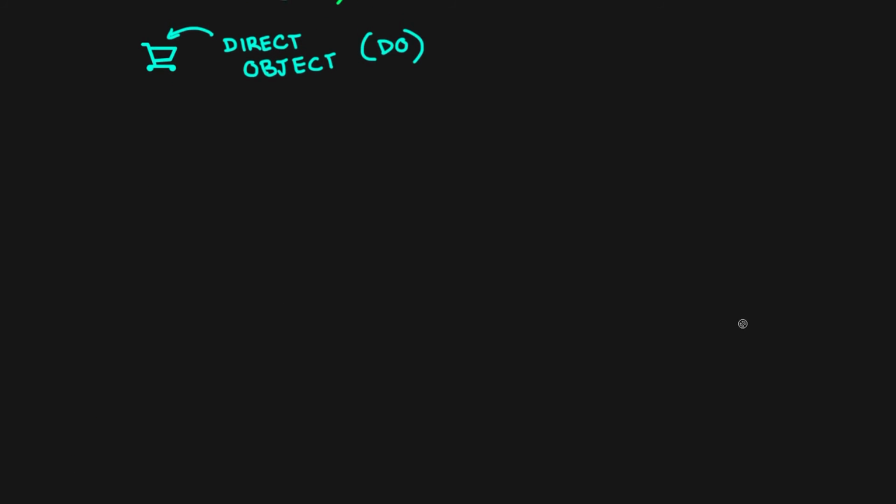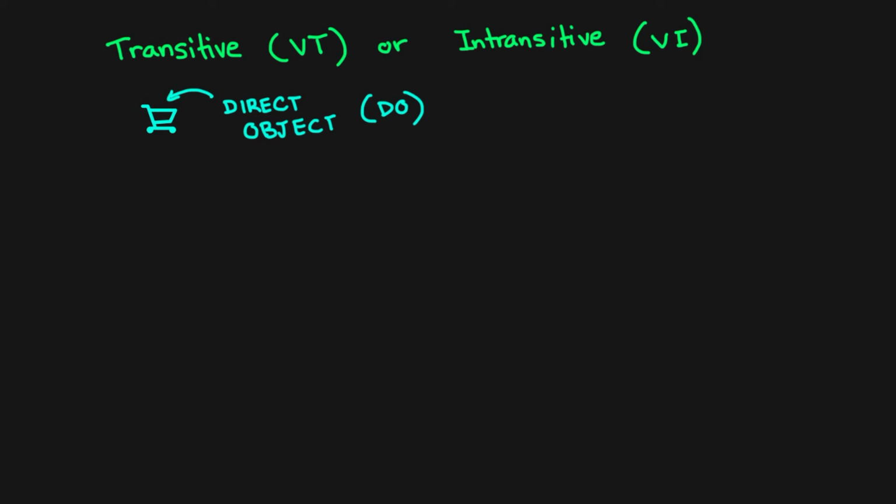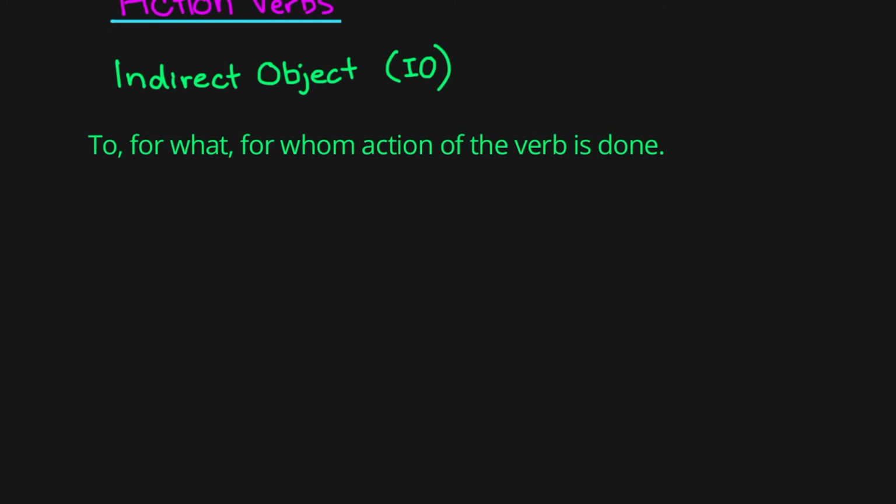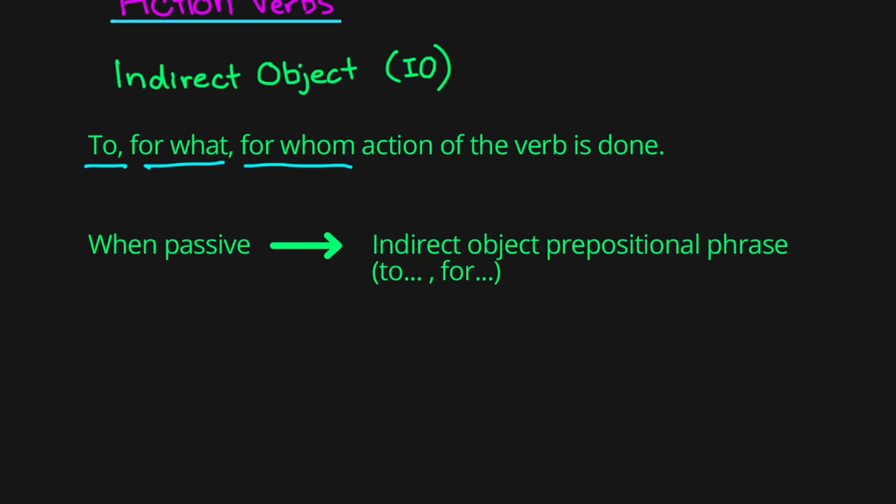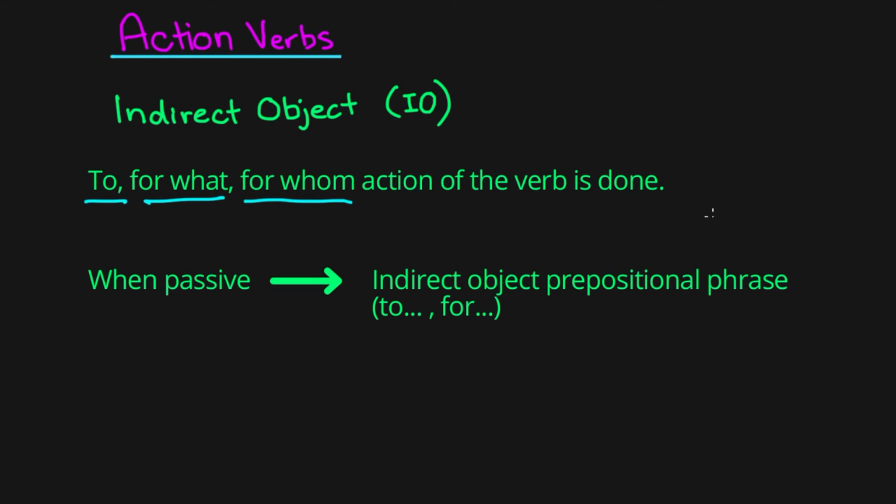We've talked about the direct objects, so let's check out the indirect objects. Now that is for what, to, or for whom the action of the verb is being done. And because of that, it can be rewritten as a prepositional phrase beginning with to or for. So that means that when you put the sentence in the passive voice, which you will always be able to do when you have a direct object or an indirect object, the indirect object will be a part of a prepositional phrase beginning with to or for.